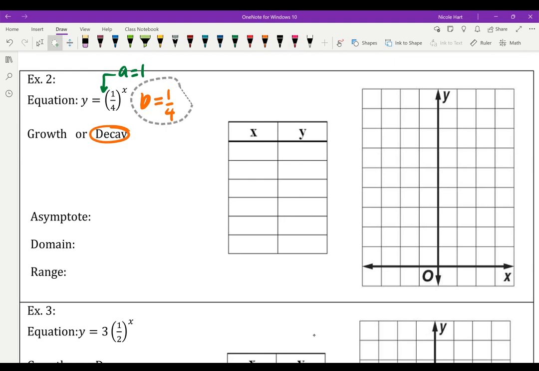And so we have that invisible k, which is going to be a 0. So our asymptote is going to be y equals 0 again. Now I'm going to jump back to my calculator, graph this, make sure I make it as a fraction, and come back and fill out my table.